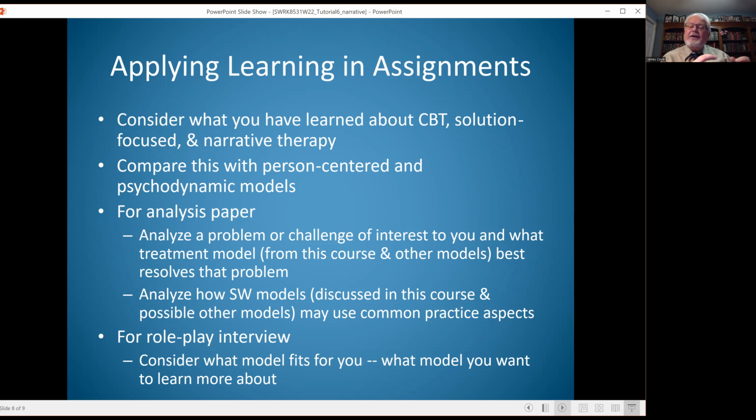So this is a way of trying to take what we're learning in these tutorials and in this class and in the reading and say they're all very helpful in terms of the assignments that you're going to be asked to do.